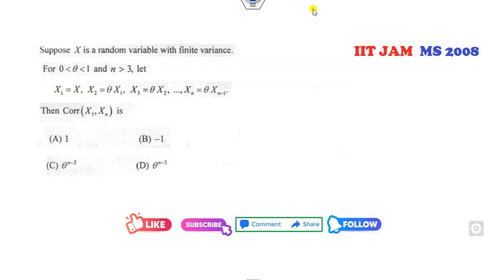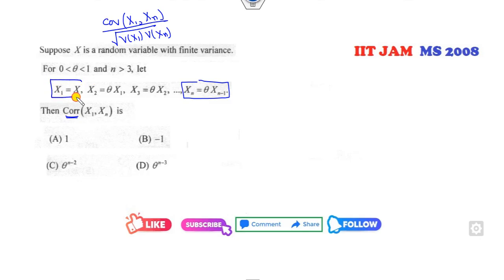Look at this another one. Theta lies between 0 and 1. Your target is to find the correlation. It means your target is to find the covariance divided by the square root of variance of x1 times variance of xn. This is my xn, this is my x1. Now if you look at the relation, x3 is theta times x2. Fine, I can write this in terms of x1, I can substitute x2.